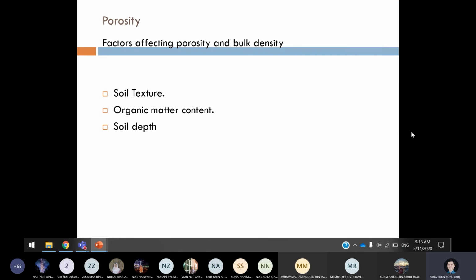Okay, students, let's restart our lecture on porosity. Earlier we determined how to calculate soil porosity and also its impact: macropore, mesopore, and micropore. So let's move on to the factors that affect porosity and bulk density. Apart from compaction, which is artificial, the next three factors we're going to discuss are natural factors. First one being soil texture.